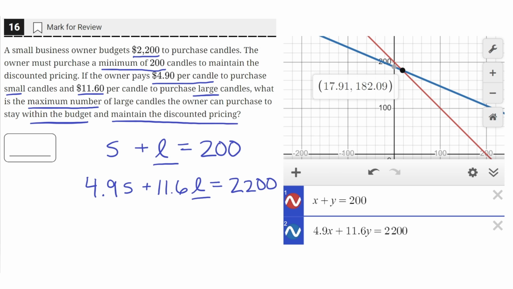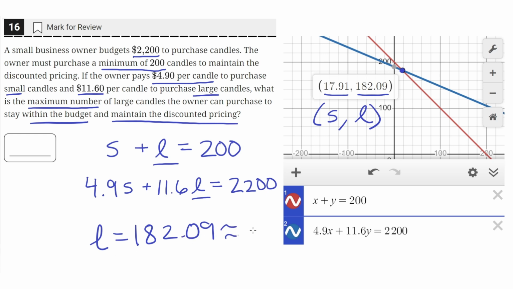So here Desmos found the point of intersection right here, and it tells us it's at an X value of 17.91 and a Y value of 182.9. But using our coordinates here, X is just small candles and Y is just large candles. So it's telling us that the maximum is 182.09 large candles. But we need the large candles to be a whole number, so we can just round this down. So this is roughly equal to 182 candles.